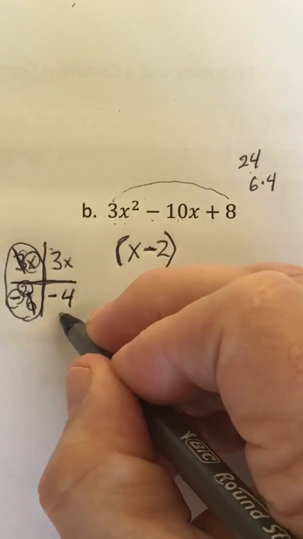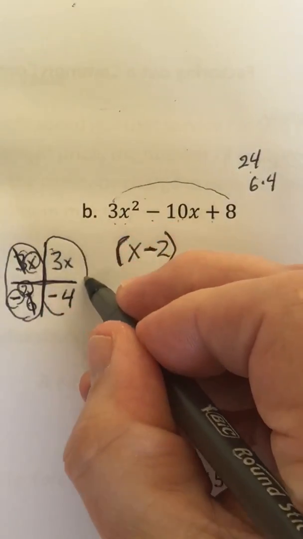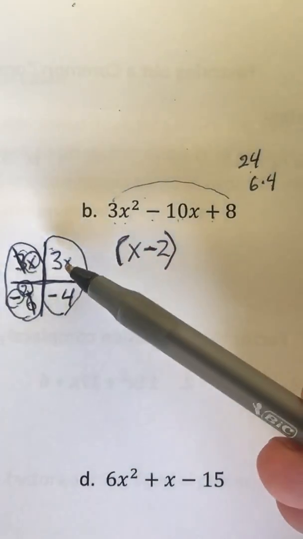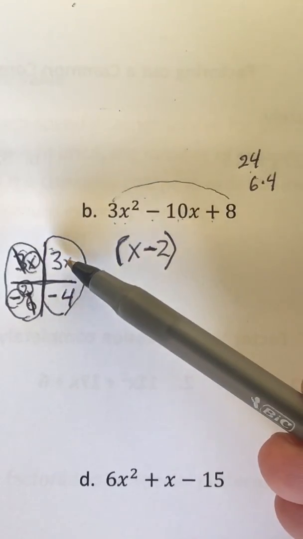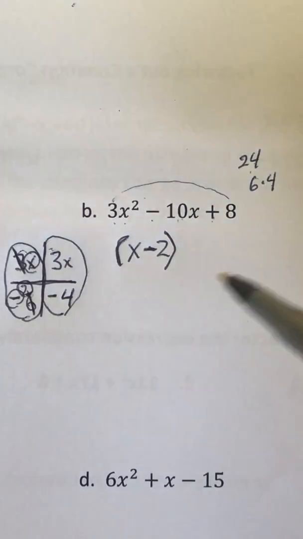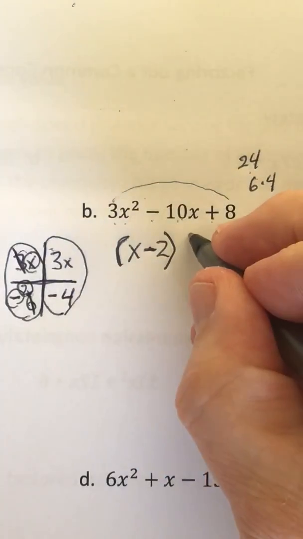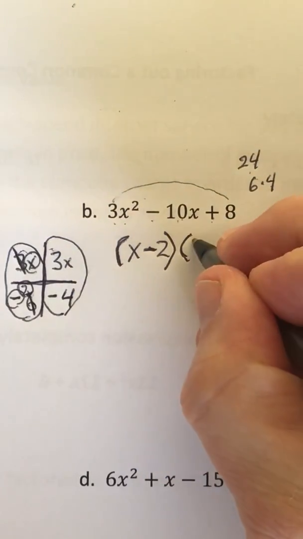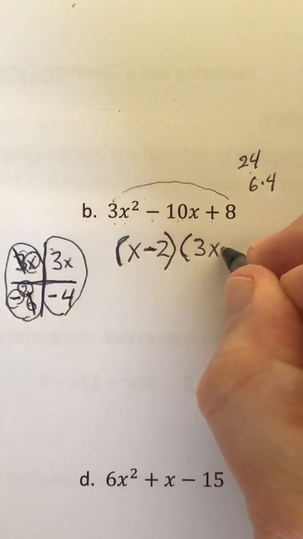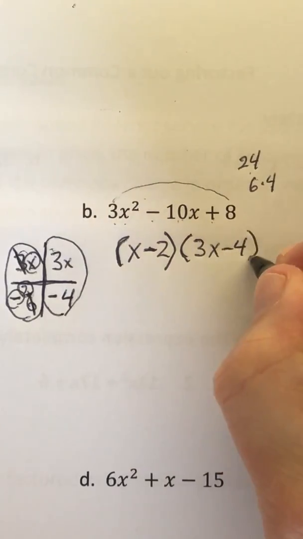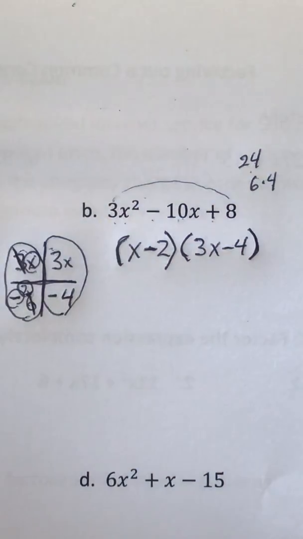All right, then we take the other 2. All right, we have 3x minus 4. Can we factor anything out of that? And the answer is no. So we're just going to keep it just like it is. So we're going to keep that as 3x minus 4. And that's how you factor it out with the leading coefficient.